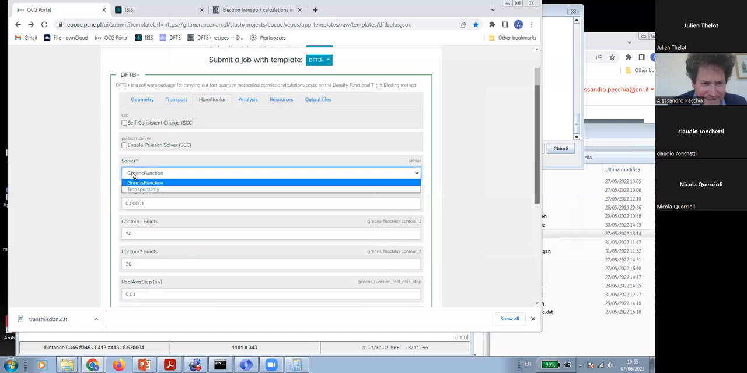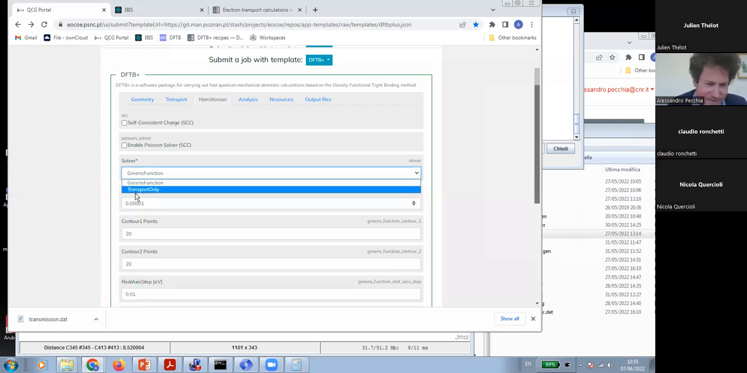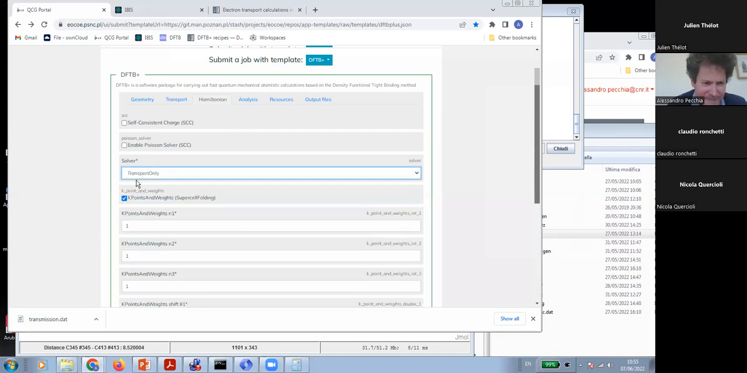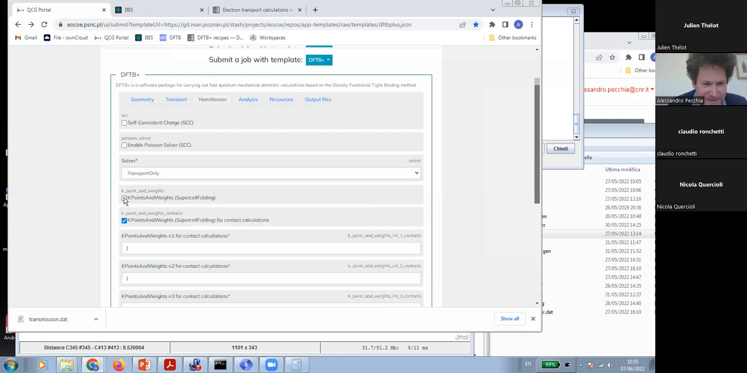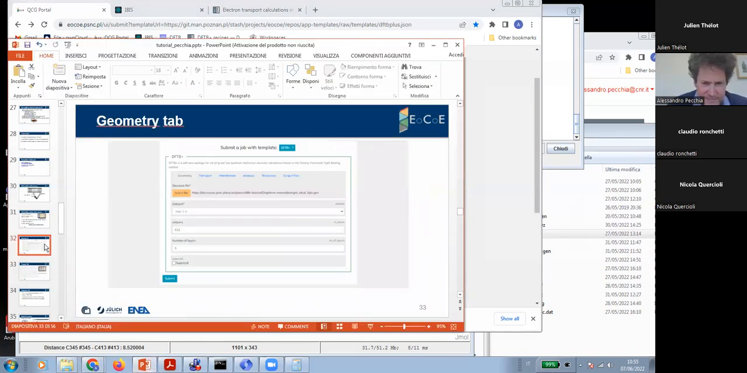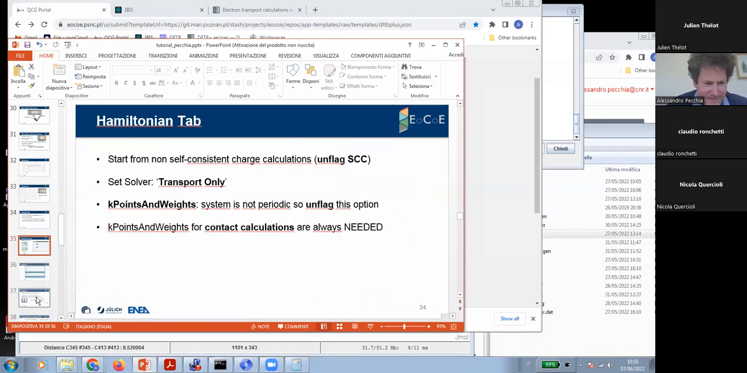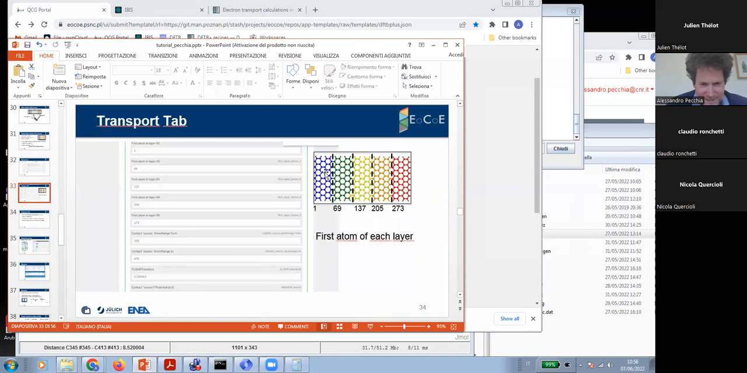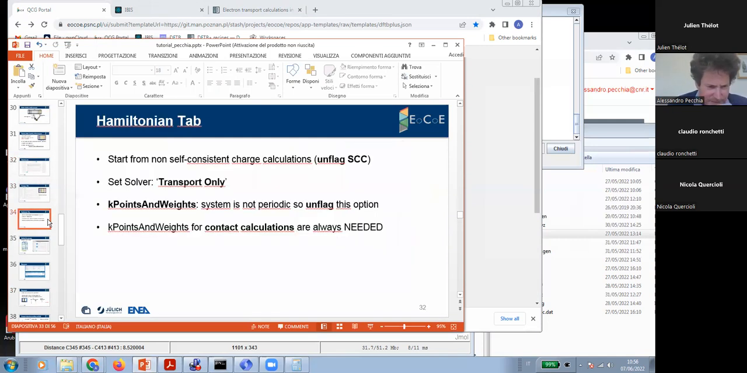Here we select only transport, not all the machinery to calculate the density. The system is non-periodic, so no K points. You probably know that K point is to treat a periodic system via Fourier transform, essentially. No K points. However, we need the K points for the contact calculation. Why do we need K points for contact? Because contacts by definition are always periodic. I mean, a contact is pre-computed by the code.